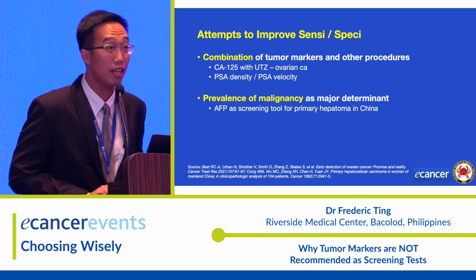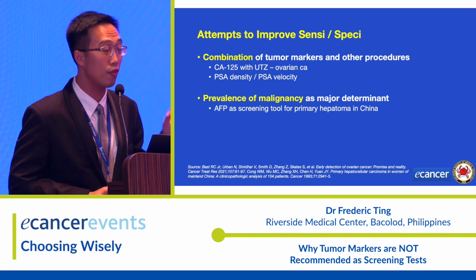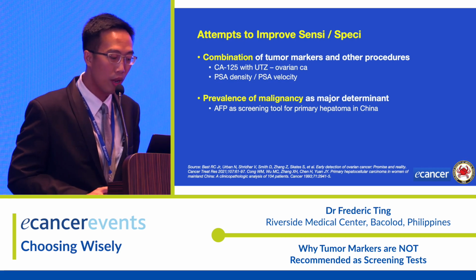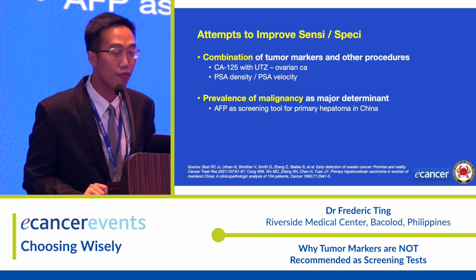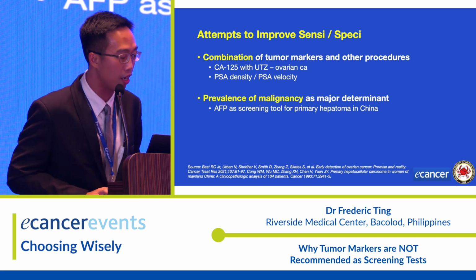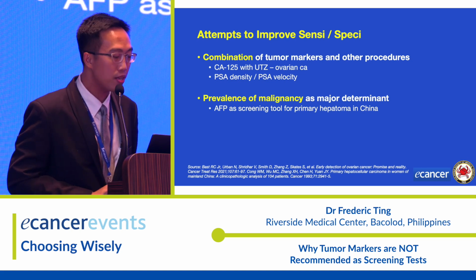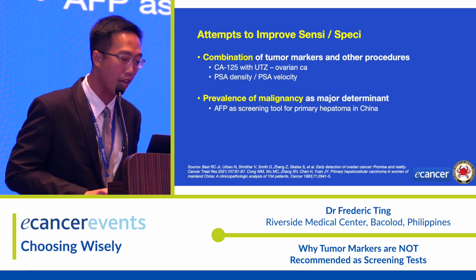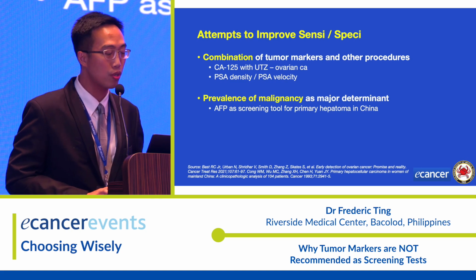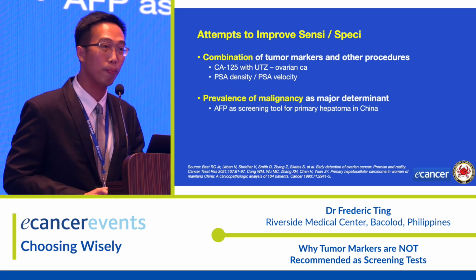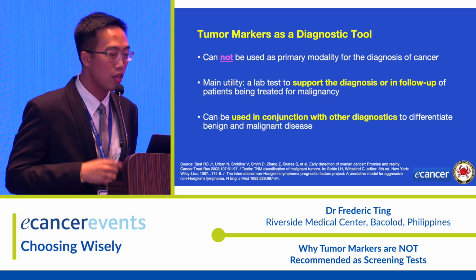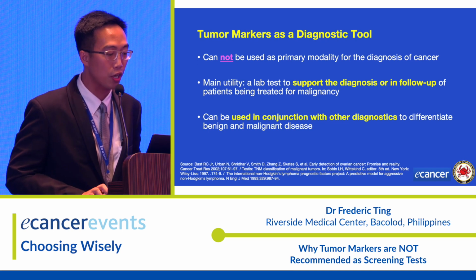The prevalence of malignancy as a major determinant of using a tumor marker is also very, very important. One particular example is the use of alpha-fetoprotein as a screening tool for primary hepatomas in China, because the incidence of hepatocellular carcinoma in China is just very, very high. The prevalence is high, and AFP may be used as part of the screening tool in that part of the region. So, how about the use of tumor markers as a diagnostic tool?